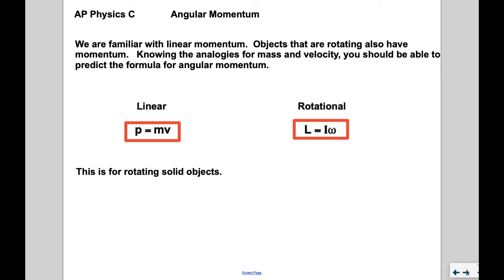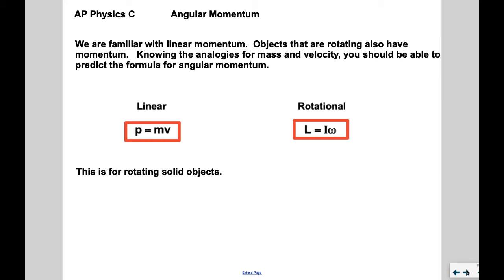It has the same sign convention as the rotational kinematics variables or torque. That is, in the plane of the page, counterclockwise angular momentum would be in the positive z direction, and clockwise angular momentum would be in the negative z direction, or into the page.